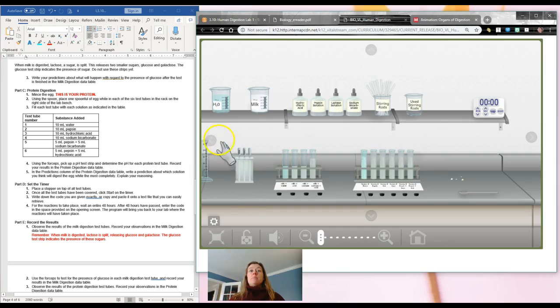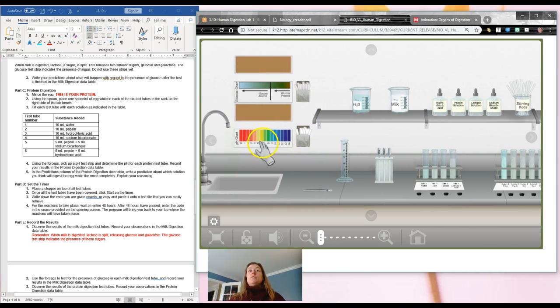So just to see if you remember, the pH strips are over here. These are the pH strips. These are the glucose strips. Use these ones for the milk, these ones for the protein. So we're going to grab one of these. Oh, forceps. That's what I've got to use. Can't use my fingers. You don't want to use your fingers for these test strips because your fingers have acid on them.